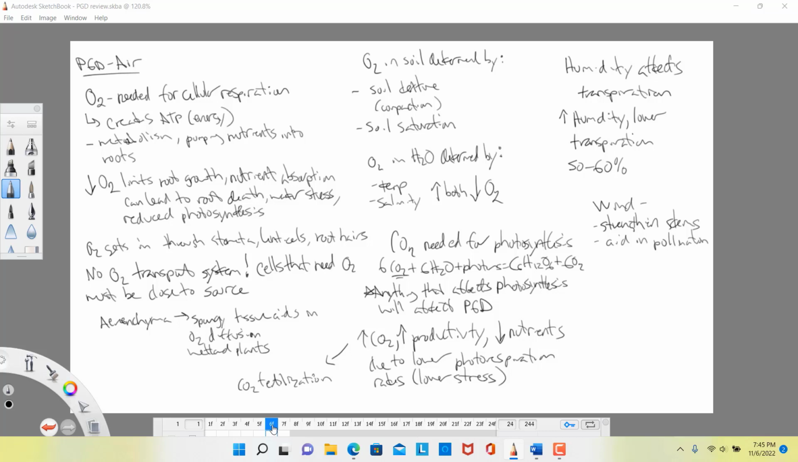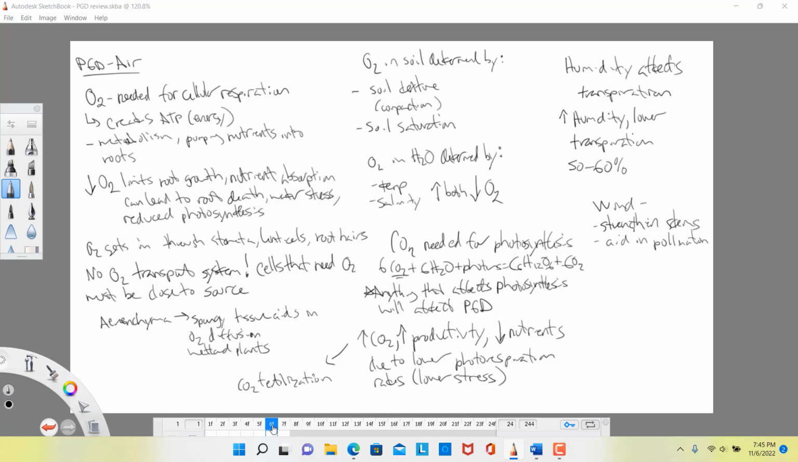So cellular respiration is the process by which we break down that glucose molecule that is made during photosynthesis, and we break it down to create energy. Thus, any process that requires energy in your plants is going to need this process of cellular respiration, and is going to require oxygen.